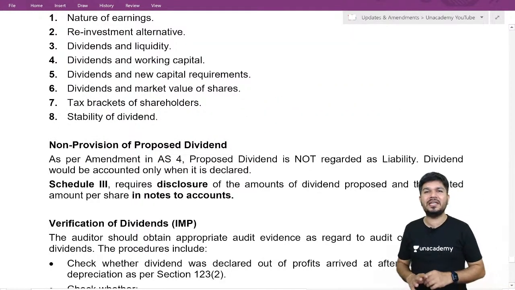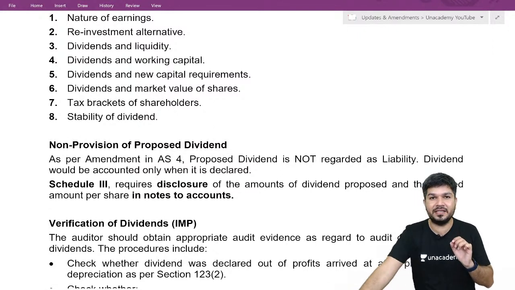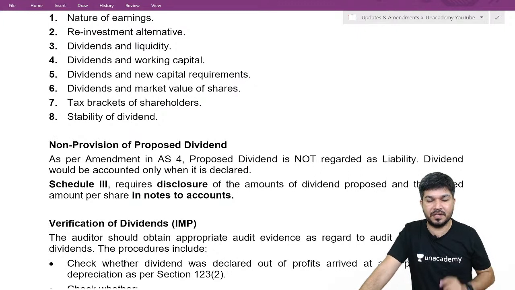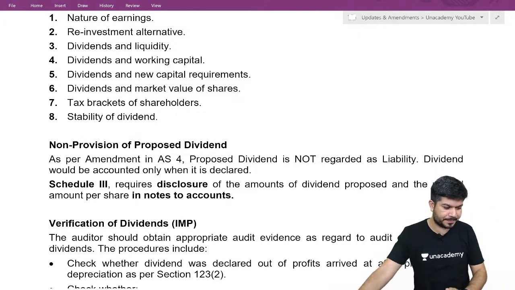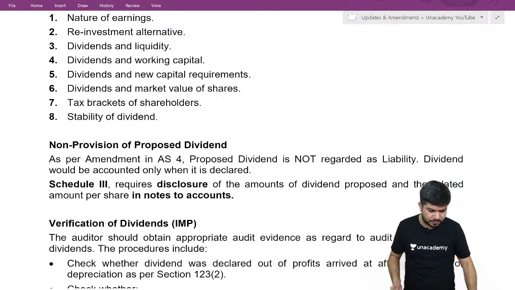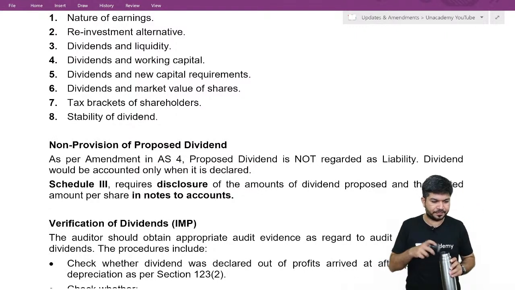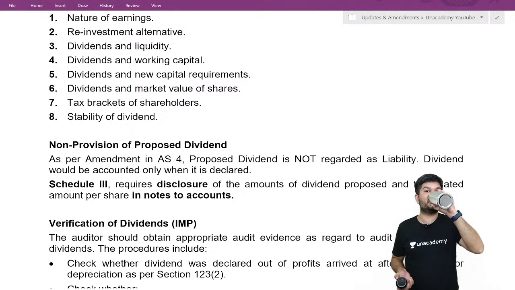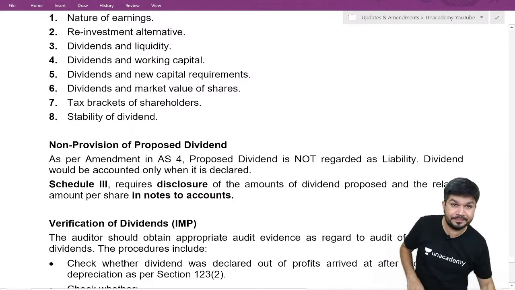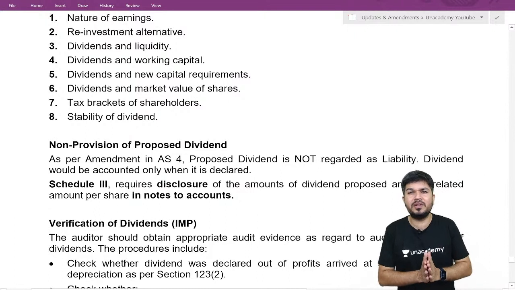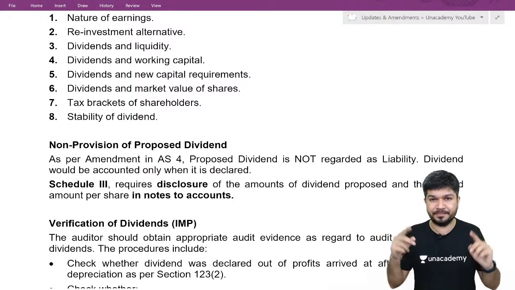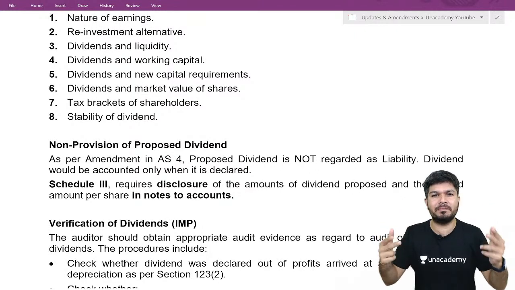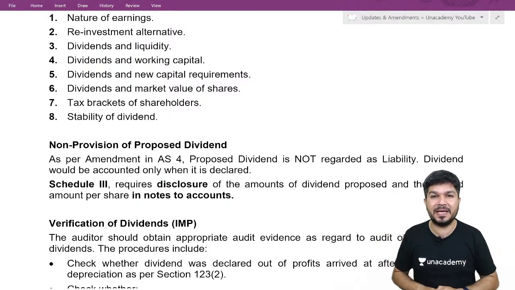Okay, question. Do I need to create provision for proposed dividend? Dividend is proposed. Do I need to create a provision for proposed dividend? No. The entry for dividend is done only when the dividend is declared. When dividend is proposed, no entry. When it's declared, P&L to dividend payable. And when you pay, it's dividend payable to bank.